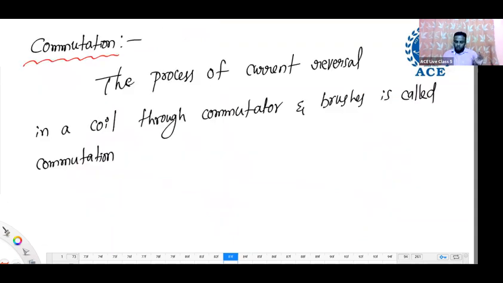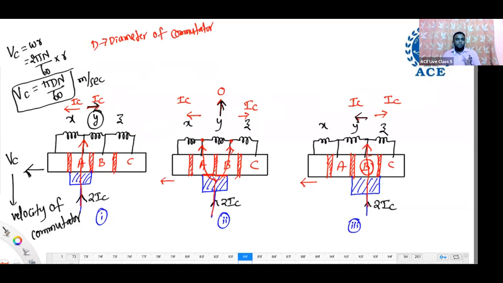Now, first of all, this commutation process will take some time or not. In order to reverse current in a coil, it will take some time or not? Yes. That is called the time of commutation. This time of commutation we can define in two ways. What is that? The time taken by the commutator to move one segment. During that time only, current reversal is taking place. The time taken by the commutator to move one segment is called the time of commutation.